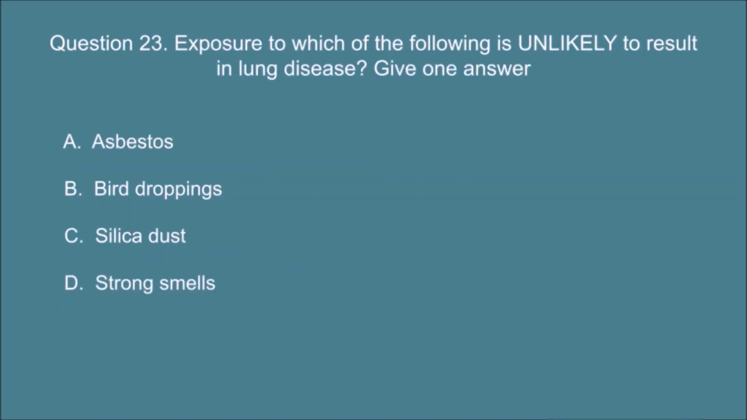Question 23. Exposure to which of the following is unlikely to result in lung disease? Give one answer. A. Asbestos. B. Bird droppings. C. Silica dust. D. Strong smells.